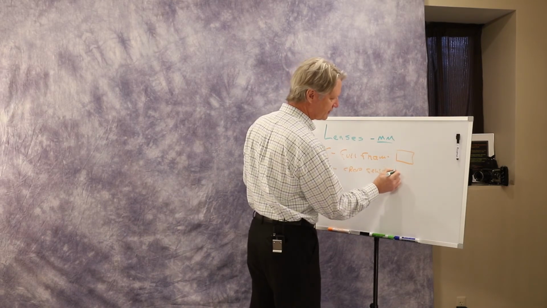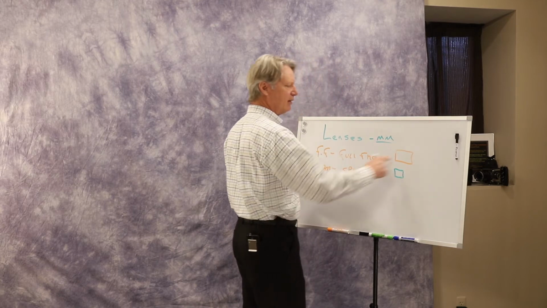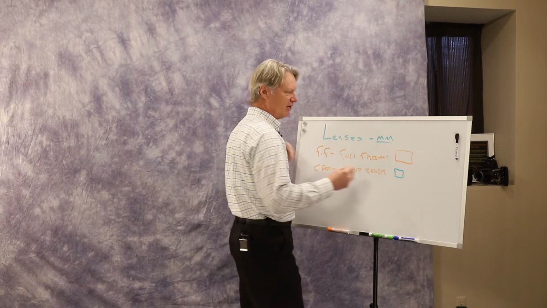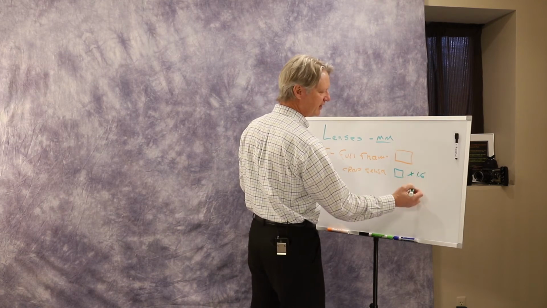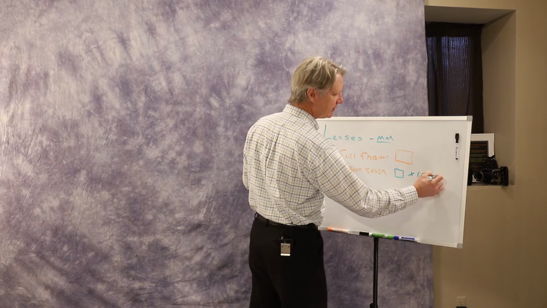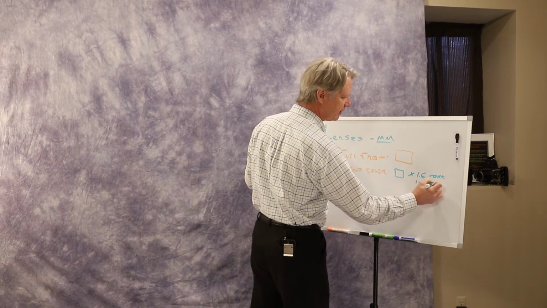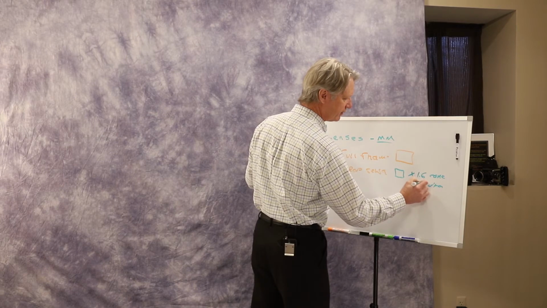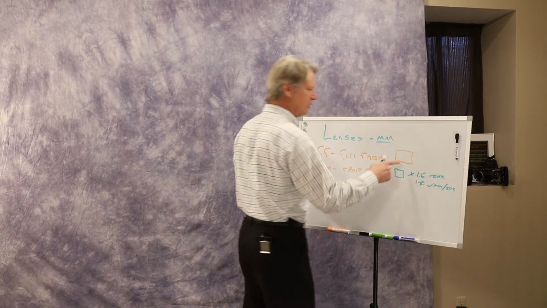A crop sensor is a smaller sensor size. Okay? Now, what effect does that have? Well, this has an X factor, and it's 1.6 on Canon, and it's 1.5 on Nikon or Sony. So what does that mean?